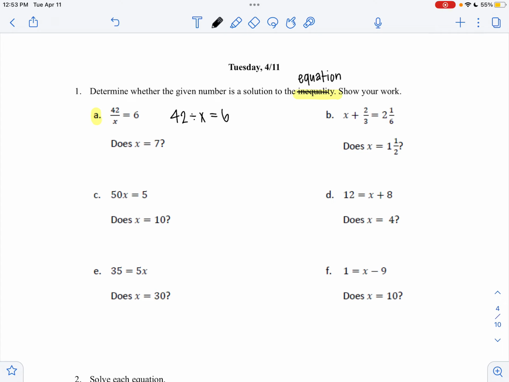So I can rewrite this equation by dividing 42 divided by 7, which is equal to 6. I know that that's true, and so I'll write yes. Notice how I showed my work by rewriting the original equation and replacing x, the variable, with a number. You should do the same thing for B through F.